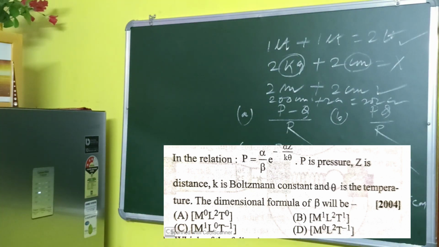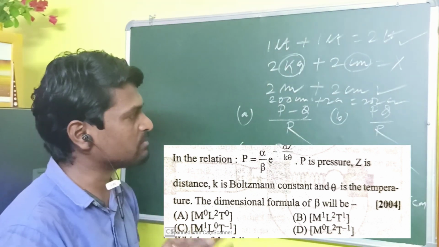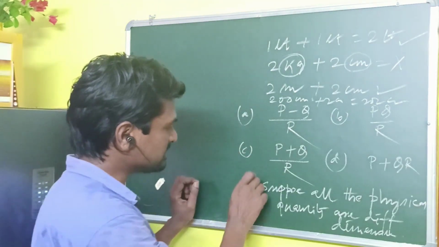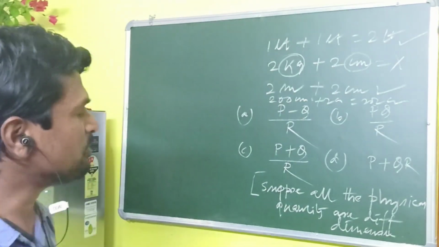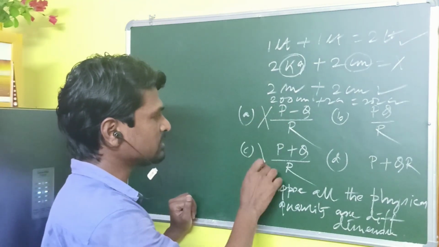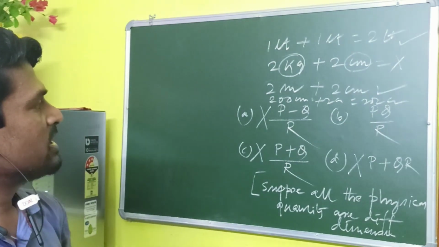This is called the dimension of homogeneity. The same physical quantity can be added or subtracted. Here it is given, suppose all the physical quantities have different dimensions. So P and Q are different dimensions, and this is not possible. You can realize this one.